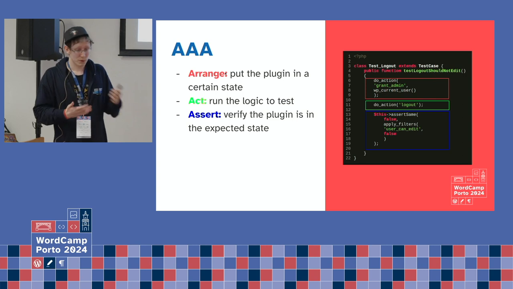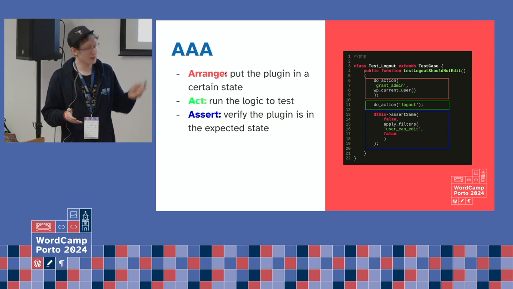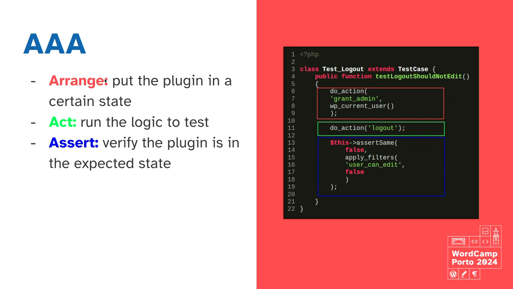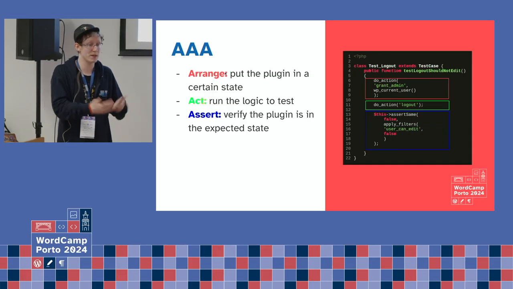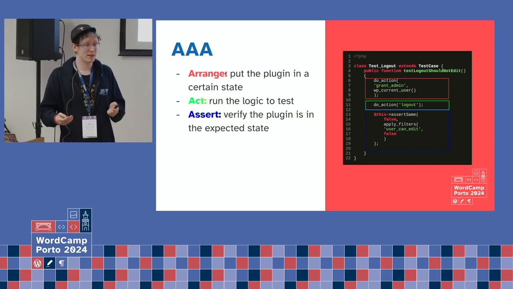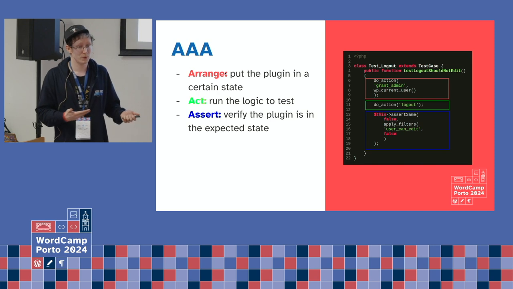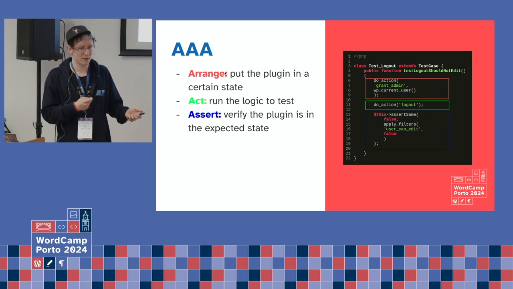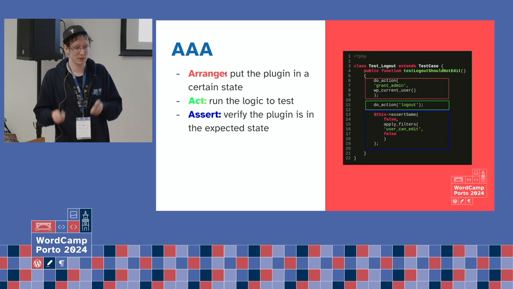Once we have our workflow with TDD, we can actually narrow down to the test itself. So a test will always follow that pattern. It's called the AAA framework. First, you need to arrange. That means in that first step, you're gonna put the plugin in a certain state that is always reproducible. So if you run the same test twice, it should always arrive in that state, so the next step, act, will always behave the same way. Then the next step, act, is actually just to run the logic you want to test, nothing complex. And the last part is assert. In that part, you're gonna verify that the plugin is in the state you expected. And if it's not the case, then you're gonna fail.